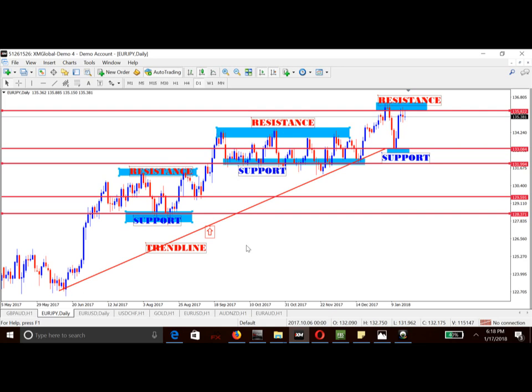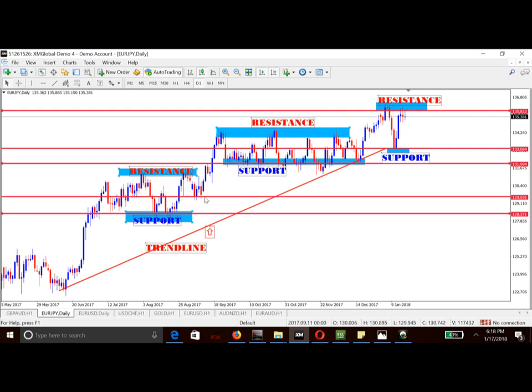Let's start with resistance. Resistance means the highest level that a price got to before sellers took price down. If we look at these areas that are labeled resistance, we notice that price went up and sellers came in and took price down. Sellers entered and started pushing price down in the resistance area.